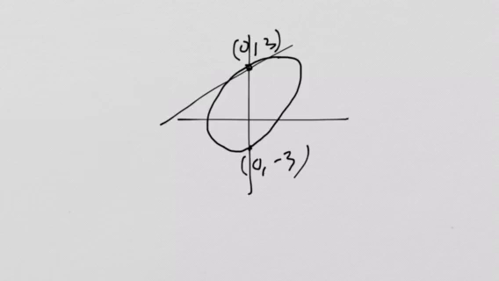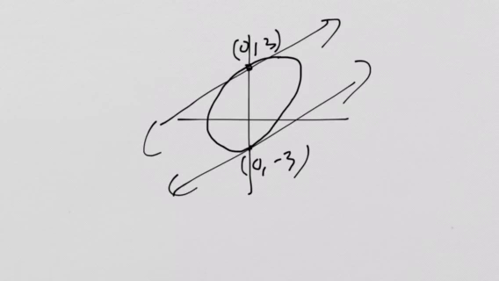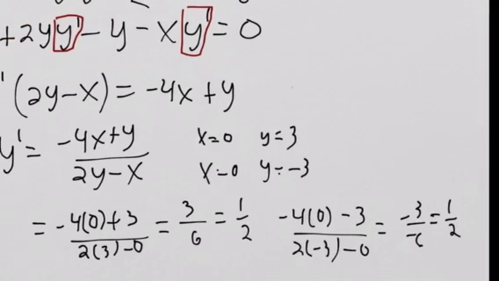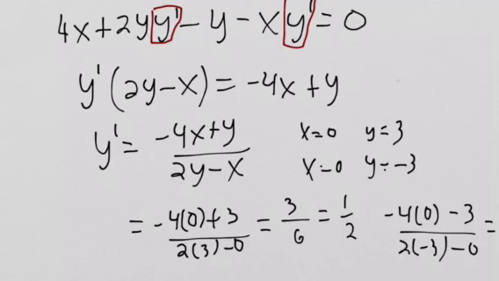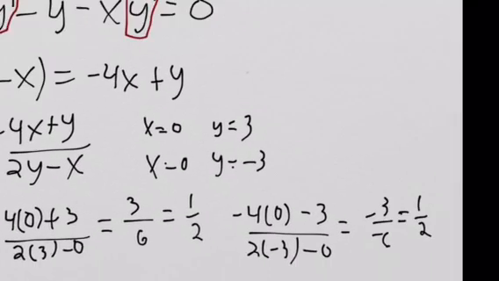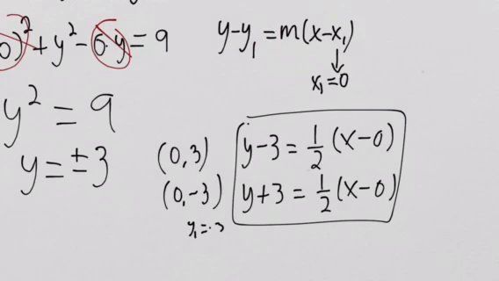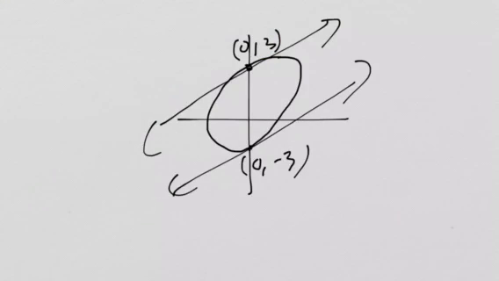So then when you have your point at 0, 3 and 0, negative 3, and you draw the tangent line and the actual curve, the tangent line is parallel because they both have a slope of 1/2. So we just determined that the tangent lines both have a slope of 1/2, so they're parallel to each other. Just one of them is at negative 3 and one of them is at positive 3. So that's our two tangent lines.